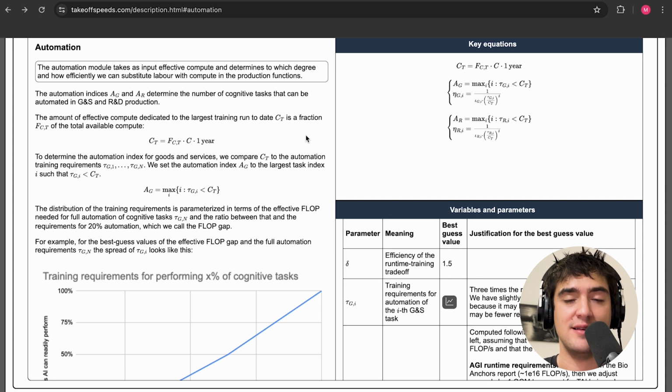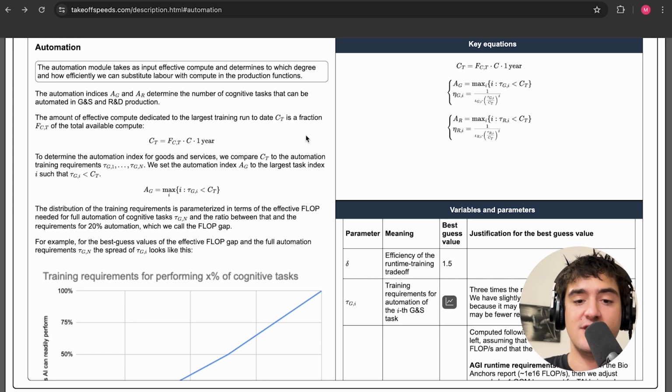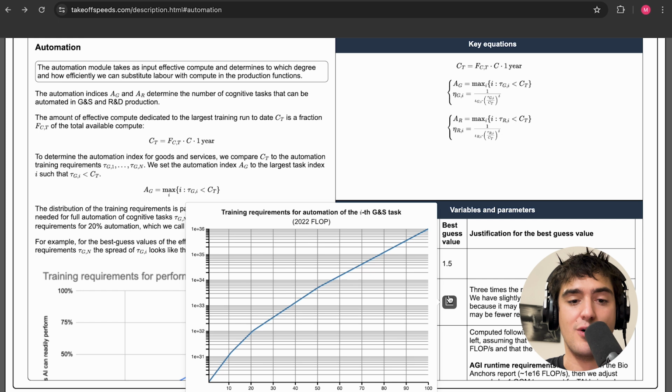And the core intuition behind this automation model is that for both goods and services and R&D, you have a limited number of tasks that you need to do every year. So let's say you have 100 tasks to do, and all of the different tasks that you need to do require a different amount of compute. So here, from task 1 to task 100, you have a huge differential in the amount of compute going from 1E30 flop to 1E36 flop.